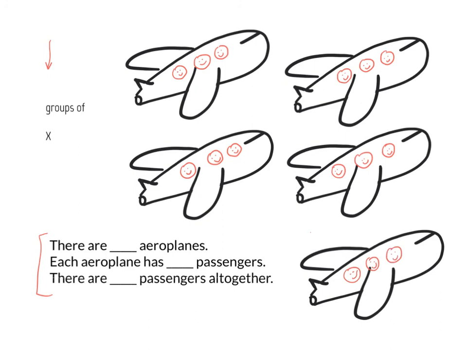Okay, let's go through it together. So there are 5 aeroplanes, and each aeroplane has 3 passengers. There are 15 passengers altogether. So we can say 5 groups of 3 equals 15. We can say 5 times 3 is 15. You could also say 3 plus 3 plus 3 plus 3 plus 3 is 15.